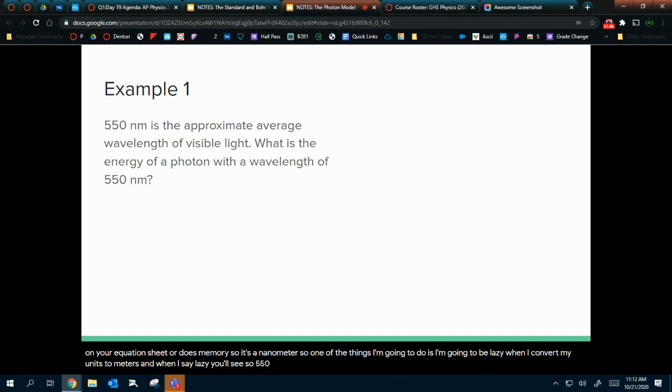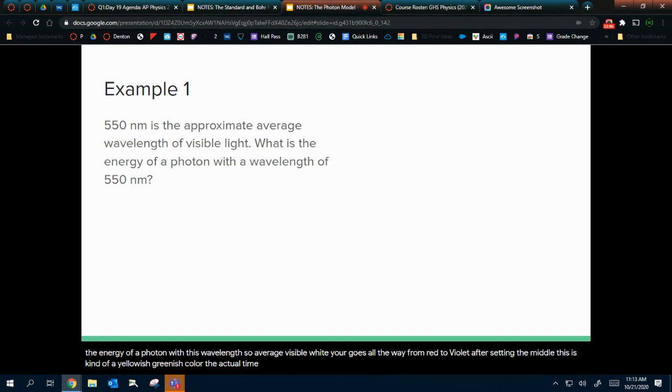So 550 nanometers is the approximate average wavelength of visible light. So average. What is the energy of a photon with this wavelength? Average visible light goes all the way from red to violet. So in the middle, this is kind of a yellowish greenish color.